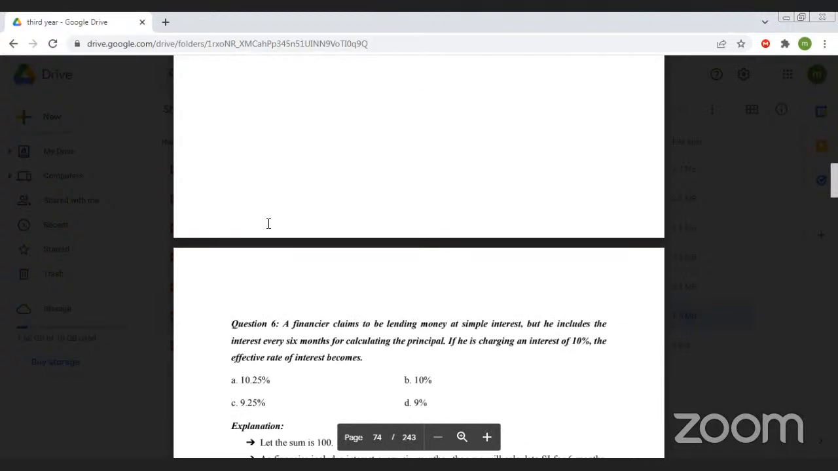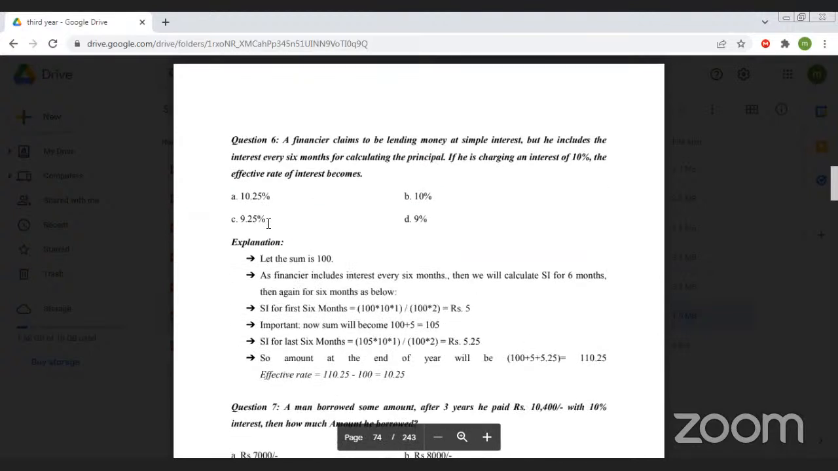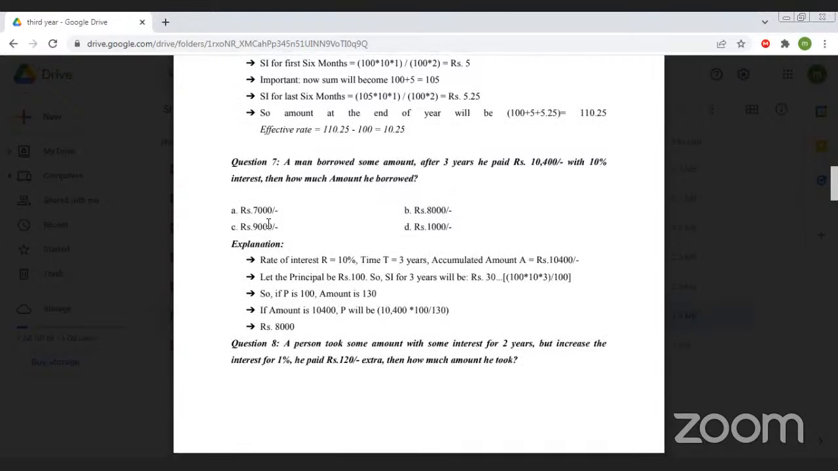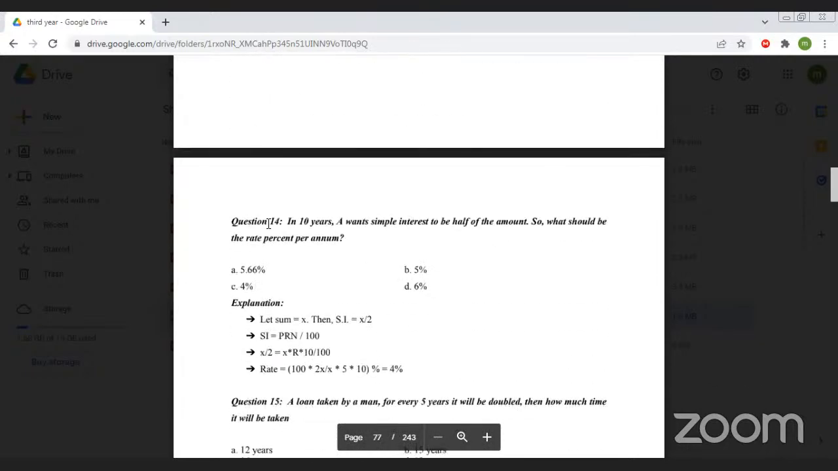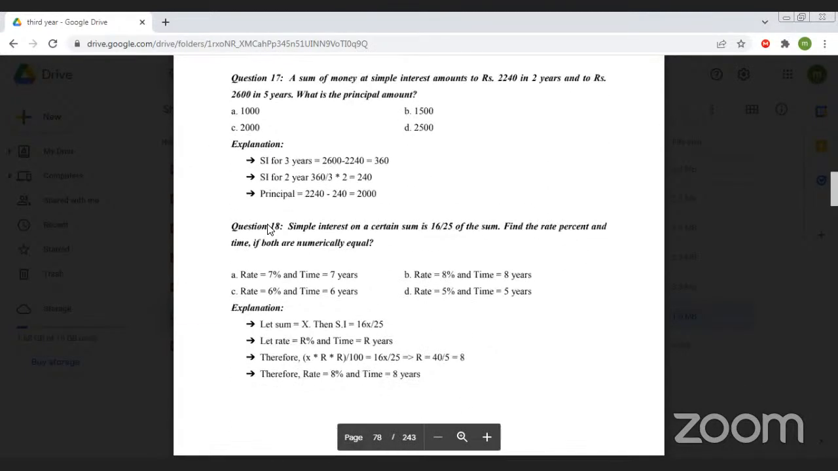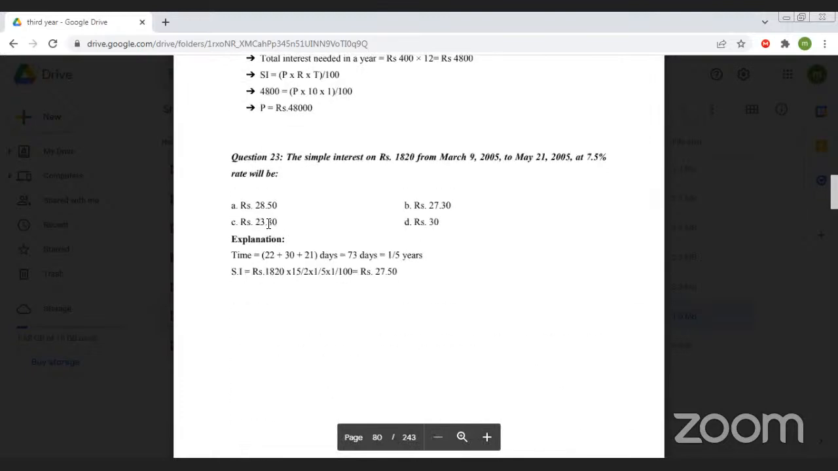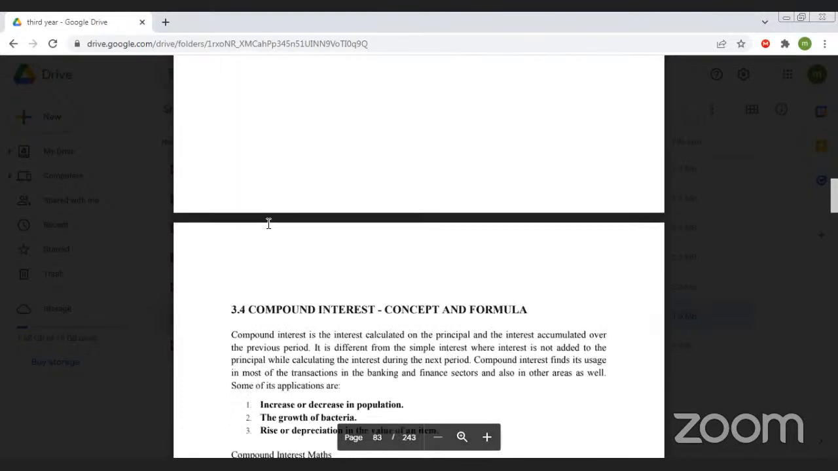Let's talk about compound interest. Do we have the formula over here? Let me just check it out. All of these sums are regarding your simple interest only, when you have the assignment.